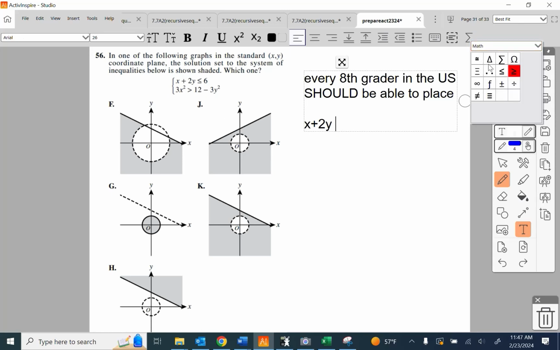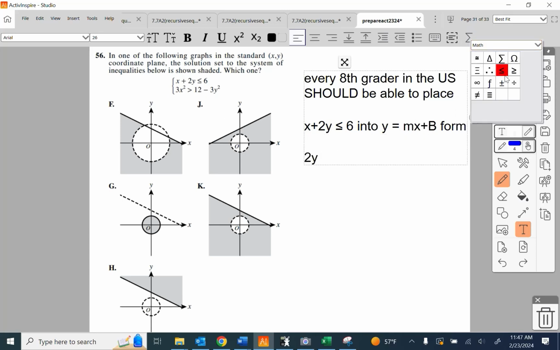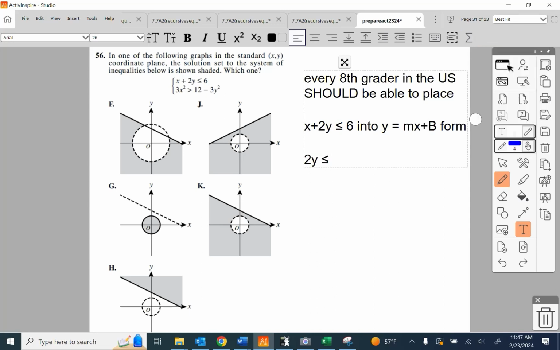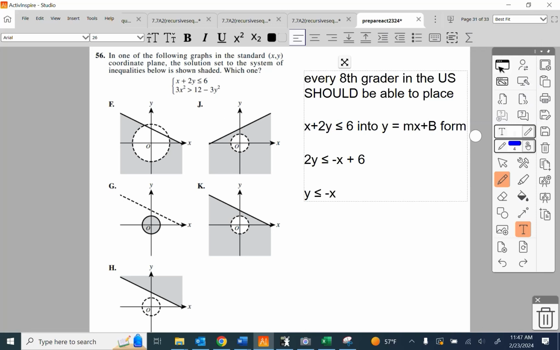Wrong symbolism. 6 into y equals mx plus b form. They should be able to. So 2y. The software I'm using here doesn't do so hot on pulling out keys. If I shift the x right, it becomes negative plus 6. Divide by 2, y is going to be less than or equal to, I can type it, negative x over 2 plus 3.